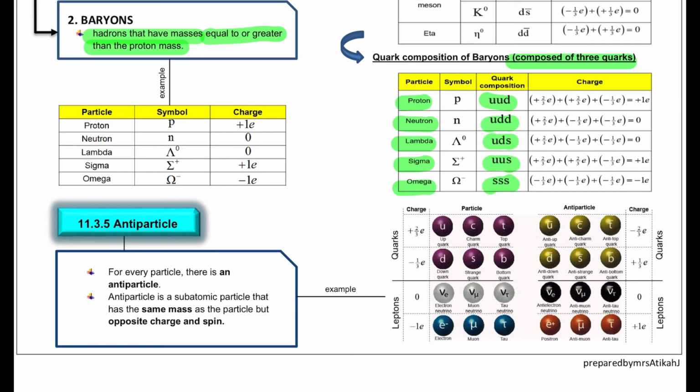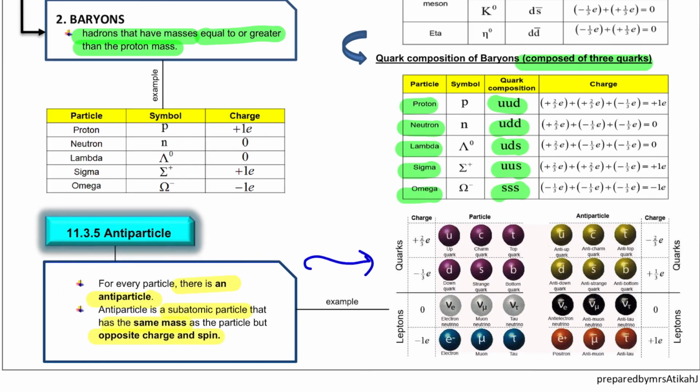The last one is antiparticle. You should know that for every particle, there is an antiparticle. It is a subatomic particle that has the same mass as the particle, but opposite in charge and spin. Now, look at this table. For quark particles, the up quark with charge positive 2/3 electron has an antiparticle which is the anti-up quark with opposite charge negative 2/3 electron.